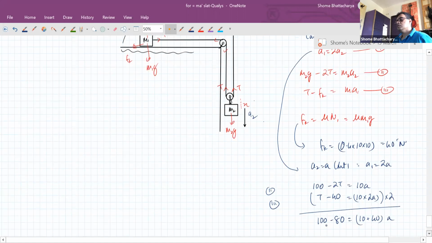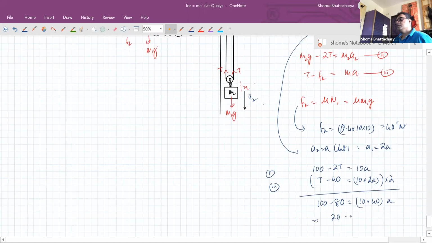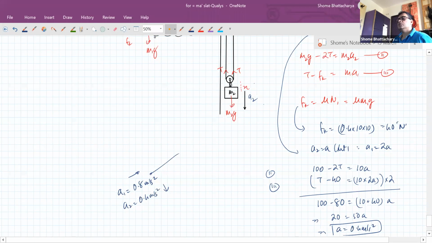10 plus 40 times A. So 20 newtons is equal to 50A. So A is equal to 2 by 5 or 0.4 meters per second square. So the a1 will be equal to 0.8 meters per second square. And a2 will be equal to 0.4, so a1 is like this and a2 is vertically downwards. Just check my calculation, but I think this is what you should be getting.